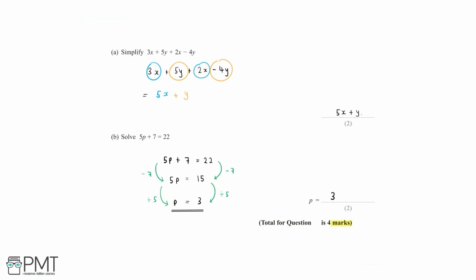Now this question is worth 4 marks. We get the first mark in part A for collecting the like terms, and we get the second mark in part A for the correct answer of 5x plus y. We get the third mark in part B for taking 7 away from both sides and then dividing both sides by 5. And we get the fourth mark in part B for finding that p is equal to 3, allowing us to get the full 4 marks needed in this question.